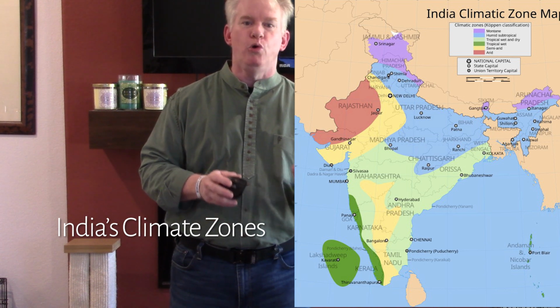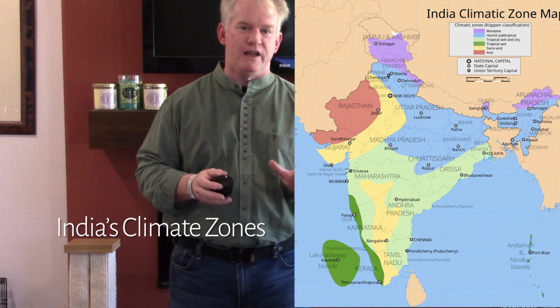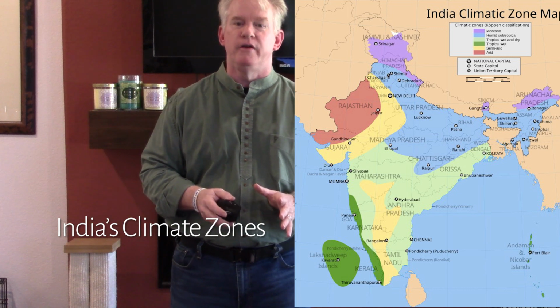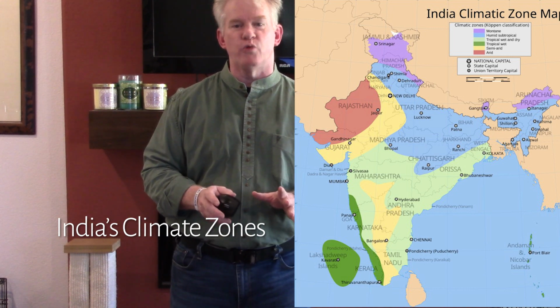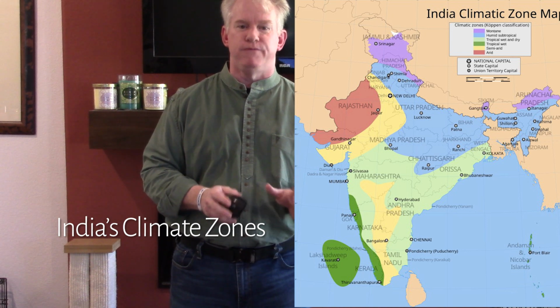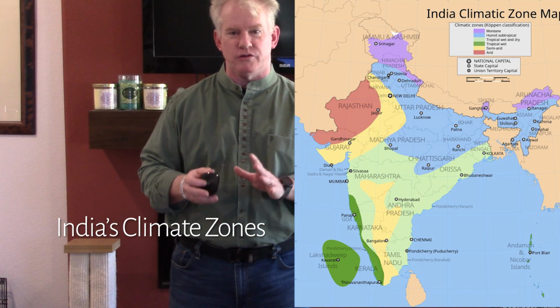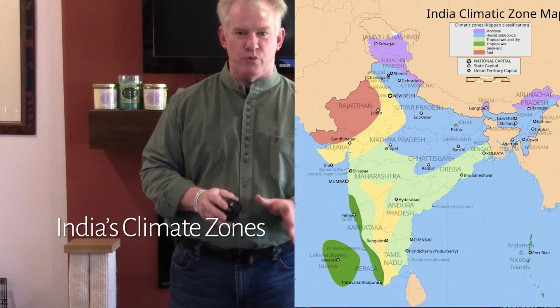Most of India sits in the tropics. So instead of cool and warm seasons, you're going to have more or less stable temperatures year-round, punctuated by what's called a monsoon, which is a seasonal rain cycle that brings heavy rains and flooding from about June to about October, and drier weather the rest of the year.